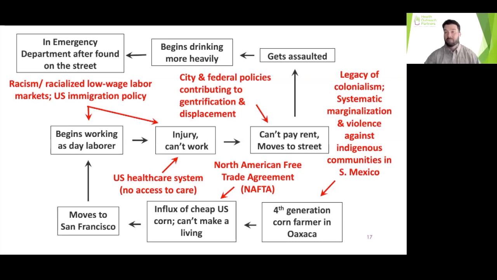So here are some examples of structures in red that have contributed to this patient's health outcomes. And we're going to give you a chance to come up with structures and apply this lens to a different example coming up. Sonia, is there anything else in the chat before I pass it back to you?